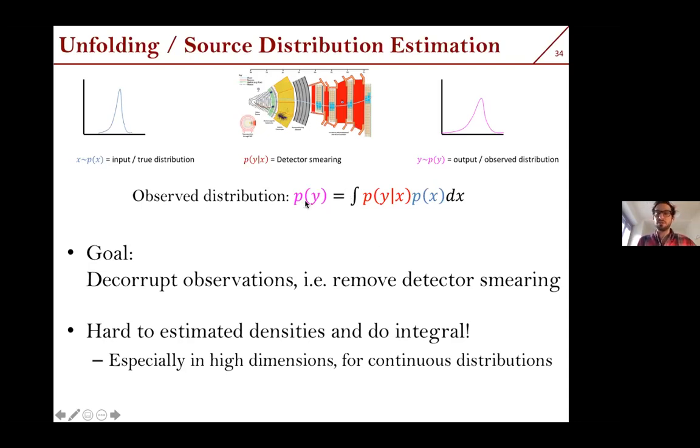So from our observed distribution, we want to find the source distribution. But especially when we can only run the simulator in the forward direction, we can't really compute these integrals. We can't estimate these densities. So solving this problem with continuous functions or fitting over many variables is challenging.